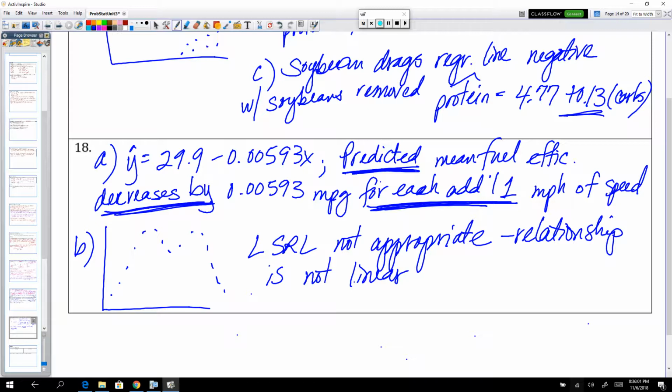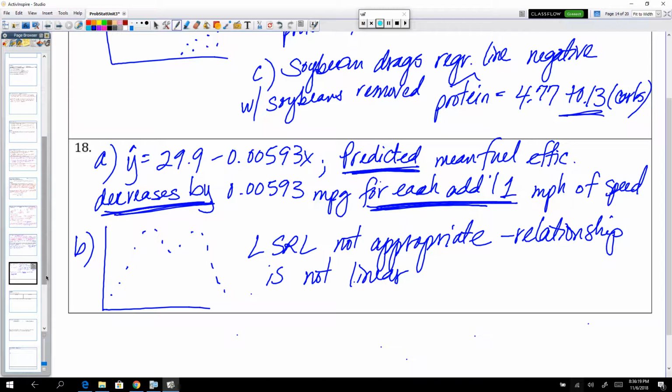So again, just like with correlation, least squares regression line, you can certainly analyze all you'd like from the numbers, but if it's not a good model based on what the data looks like, it was all for nothing. So make sure that you do look at the data each time you calculate the model.